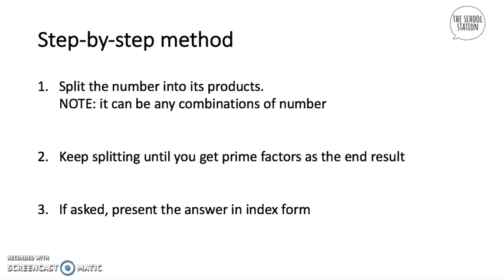After you know your prime numbers, the next thing you want to do is go on to the step-by-step method for expressing a number as a product of its prime factors. The first thing you have to do is split the number into its products. Don't worry if you're not understanding, because I'm going to show examples later on. It can be any combination of numbers. For example, 18 can be 6 times 3, but it can also be 9 times 2. It can be any combination of numbers, whatever comes to your head first.